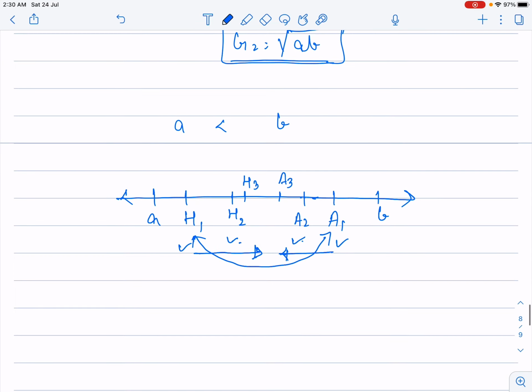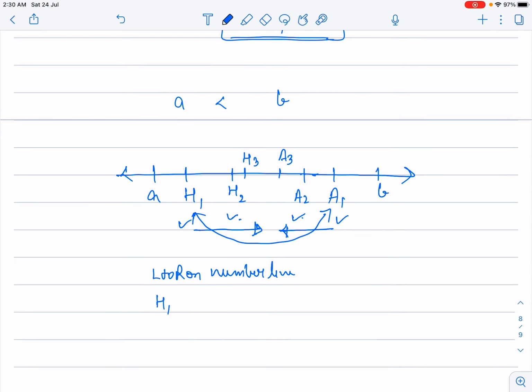So whenever we move from left to right on the number line, values of number will increase. That means h1 is less than h2 is less than h3, goes on up to infinity. And whenever we move from right to left on the number line, the values of number will decrease. That means a1 was greater, then a2 will be smaller, then a3 will be even smaller, goes on up to infinity. So let's see if we have any options like this.